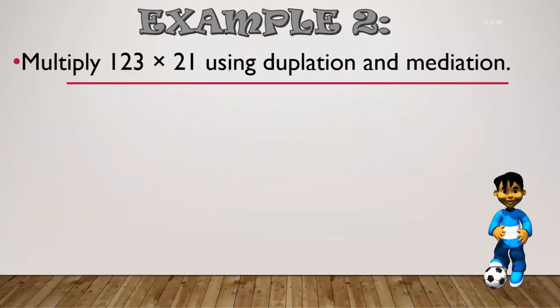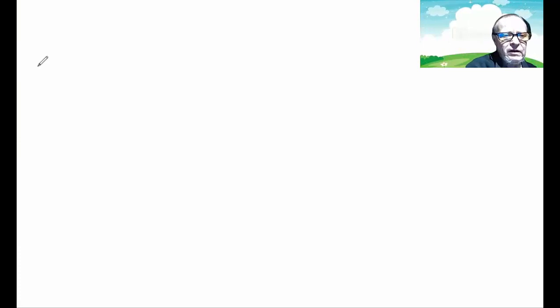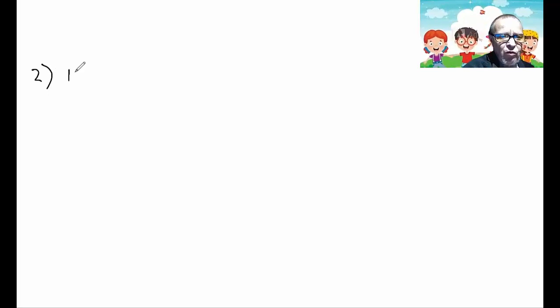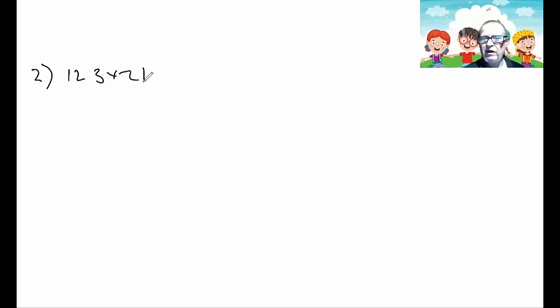In example number 2, we're asked to multiply 123 times 21 using the technique of duplication and mediation. So let us go over to the whiteboard and work this one out. In example number 2, we're going to multiply 123 times 21. And again, we're going to use the method of duplication and mediation because this is the method that we're asked to use.